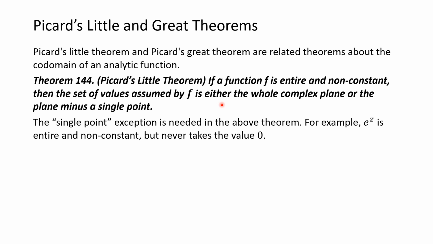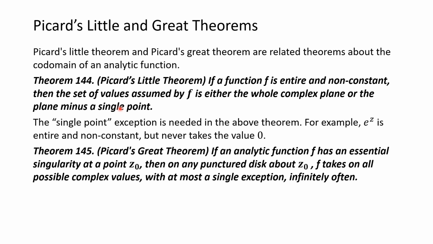So if the function doesn't equal a constant value like 1 plus i all the time, and it varies, and it's analytic in the entire complex plane, then either it takes on every possible complex number as a value, or it takes on every possible value minus a single point. And I mentioned here the single point exception is needed in the above theorem. For example, e to the z is entire and non-constant, but it never takes on the value 0. So that's why we need this exception to the theorem.